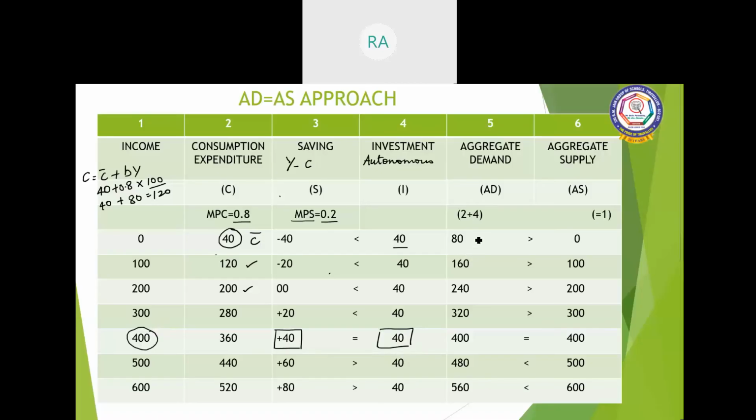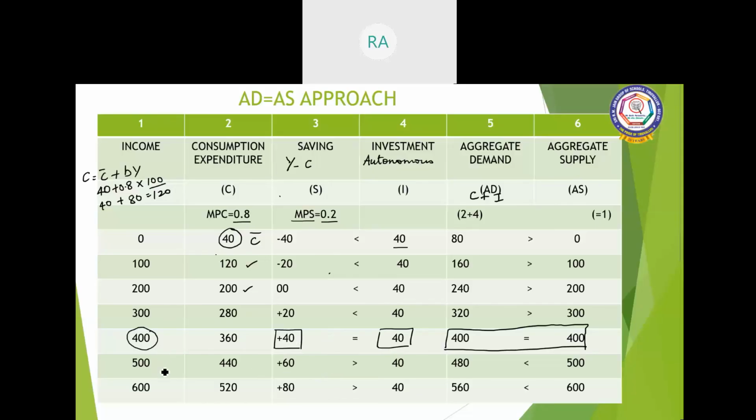And then let us look into the fifth column, aggregate demand, AD. AD is the addition of the second and fourth column. It means C plus I, consumption plus investment. So let us add consumption and investment: 120 plus investment 40, we get 160. As you calculate, you will find here AD is 400 at 400 level of income, and at the same time AS is also 400. AS is nothing but income. So AD is equal to AS, and at this point, the first approach, the AD is equal to AS approach, the economy is in equilibrium. Same way, the second approach is S is equal to I, and at this point of income level, saving is equal to investment, and so the economy is in equilibrium.